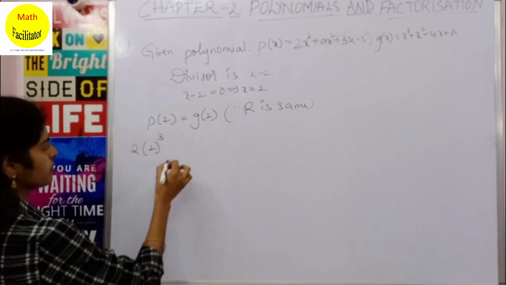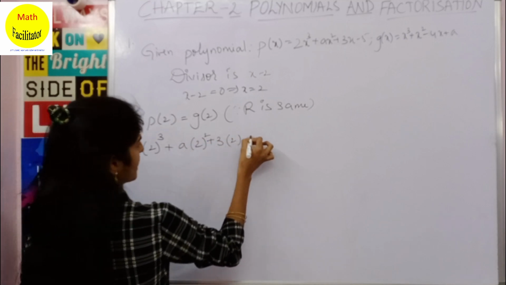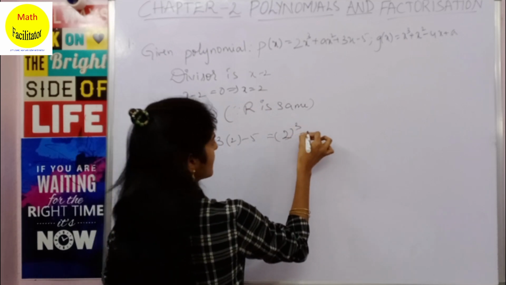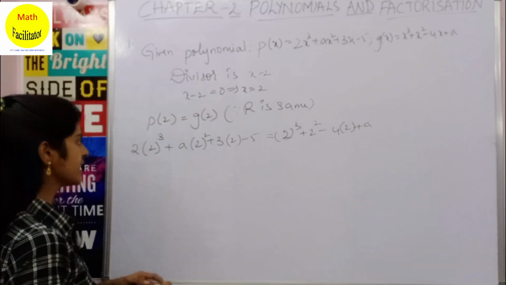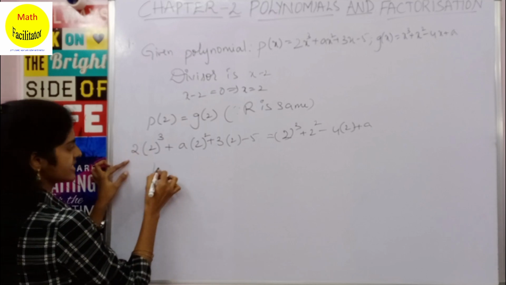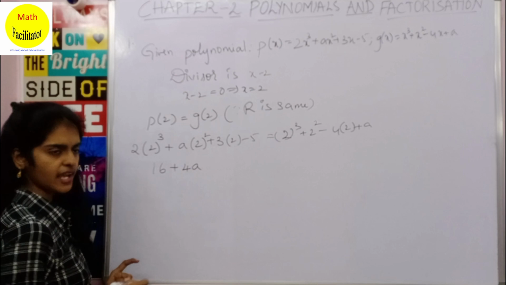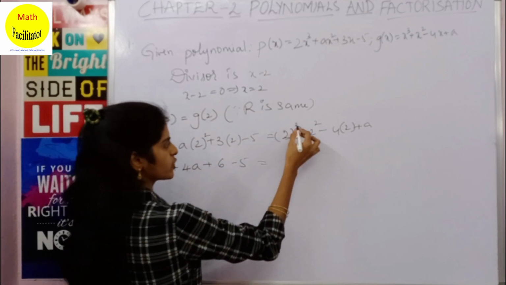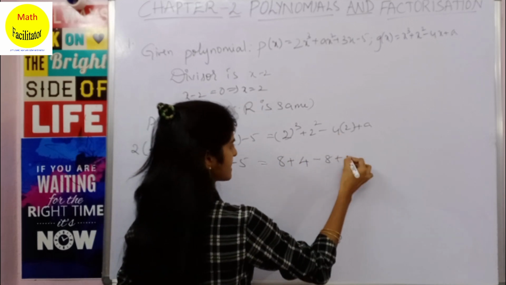So 2 into 2 cube plus a into 2 square plus 3 into 2 minus 5 is equal to g of 2, which is 2 cube plus 2 square minus 4 into 2 plus 8. Now solving, 2 cube is 8, so 8 into 2 is 16, plus 2 square is 4, so 4 into a is 4a, plus 3 2s are 6, minus 5. Equal to 2 cube is 8 plus 2 square is 4 minus 8 plus a.